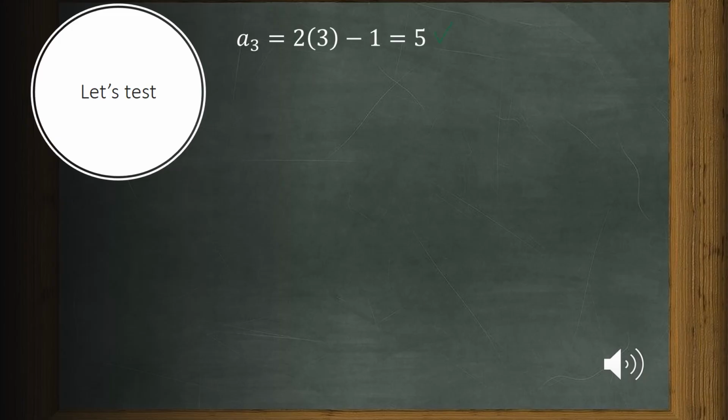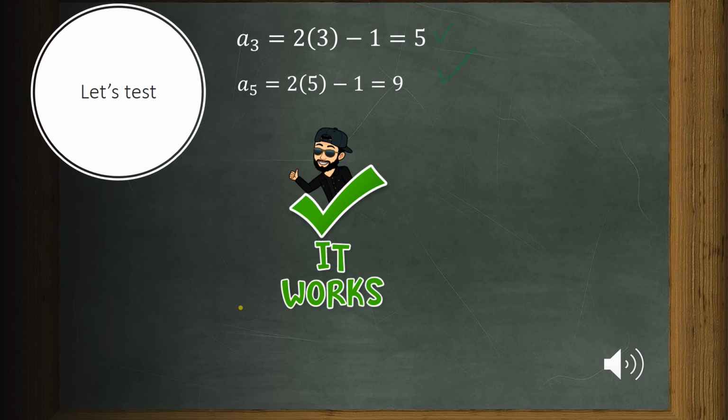Let's test it now. a_3 equals 2 times 3 minus 1 equals 5. a_5 equals 2 times 5 minus 1 equals 9. It checks out.